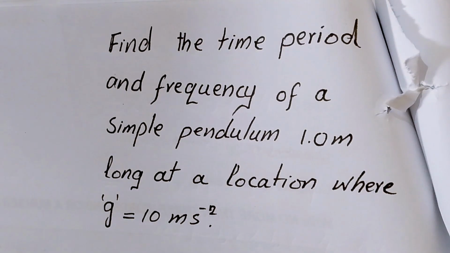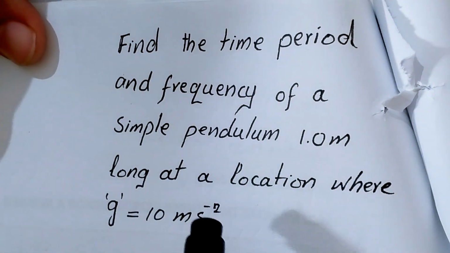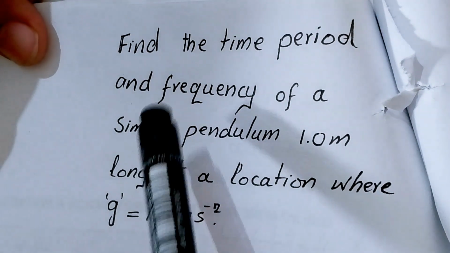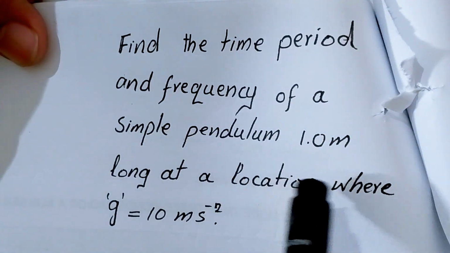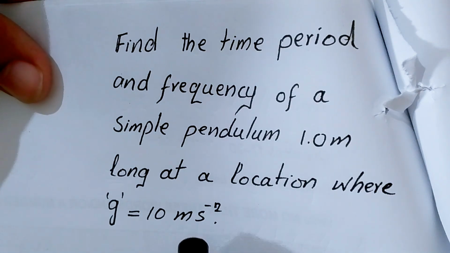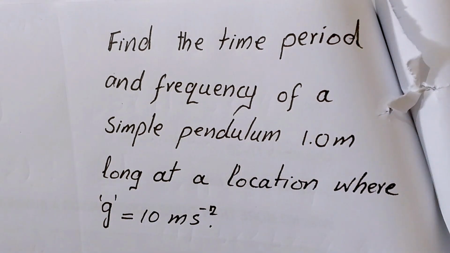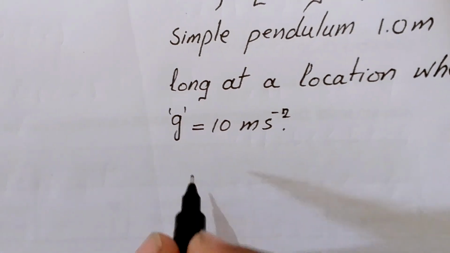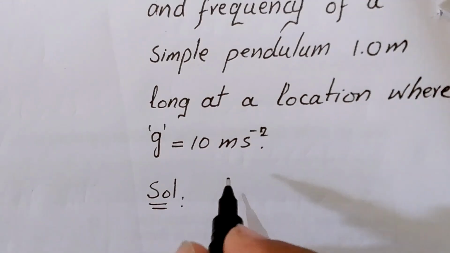Dear students, here is a physics problem. Let's solve this question. Find the time period and frequency of a simple pendulum 1 meter long at a location where g is equal to 10 meter per second square. So we have to solve this question. First of all, we will take the given data from this question.